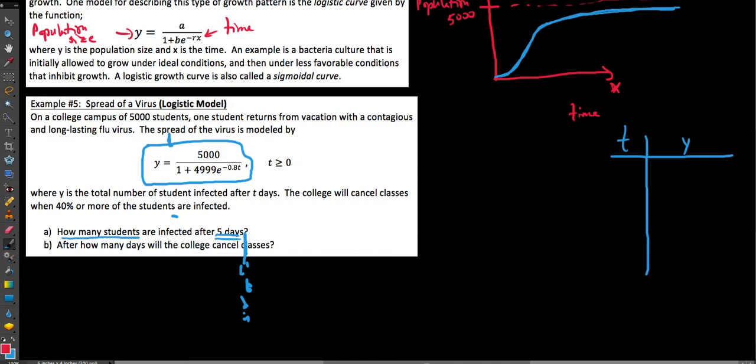So I'm going to go over here to my table. After 5 days, how many people are infected? When you're given a model, you plug in the known and solve for the unknown. So for part A, we don't know y, so we have y equals, but we do know the time. So we're going to say 5,000 over, and this is quite an expression here: 1 plus 4,999 e to the negative 0.8 times 5.